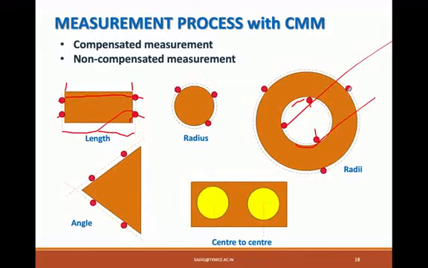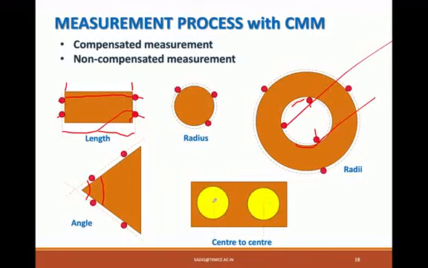And in all cases, compensation need not be done. If compensation need not be done to get a required measurement, it is called non-compensated measurement. An example is here. If you have a workpiece like this and you are interested in getting the angle between the surfaces, you can define this plane, you can define this plane, and the angle between the planes is the same as that of the actual angle. In this case, you don't have to worry about compensation in this direction.